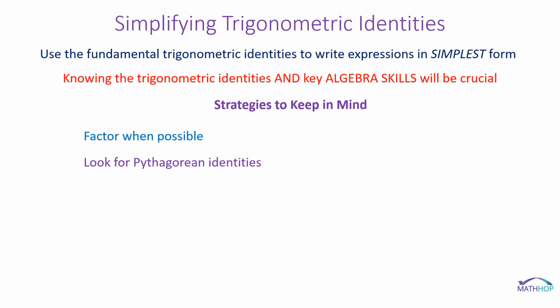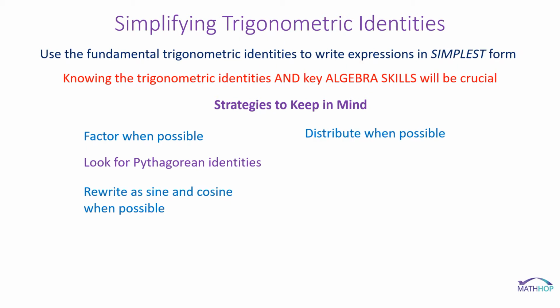You want to look for Pythagorean identities. The identities we just learned will come in very, very handy. You want to rewrite everything in terms of sine and cosine whenever possible. You want to distribute when possible. You also want to remember your reciprocal identities. And I'm going to say this. Tangent is going to be rewritten as sine over cosine, cotangent as cosine over sine. Don't really think of those as 1 over tangent, 1 over cotangent anymore.